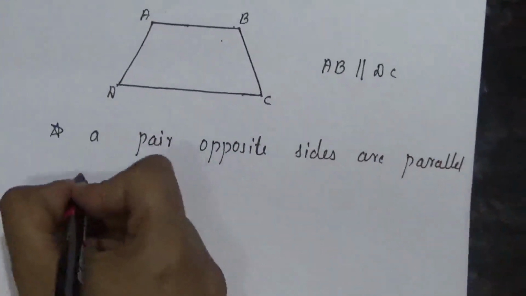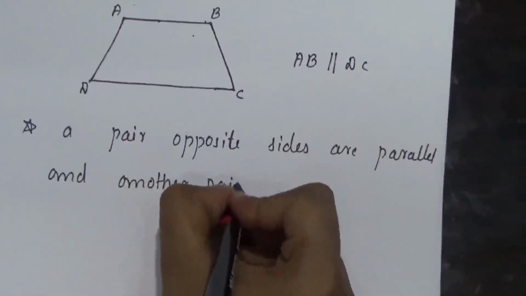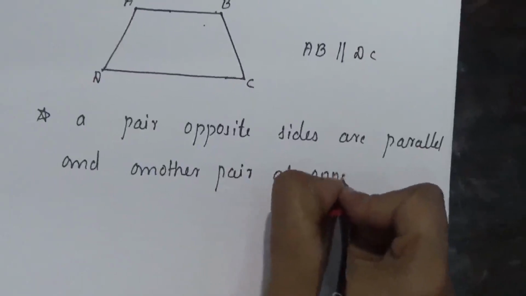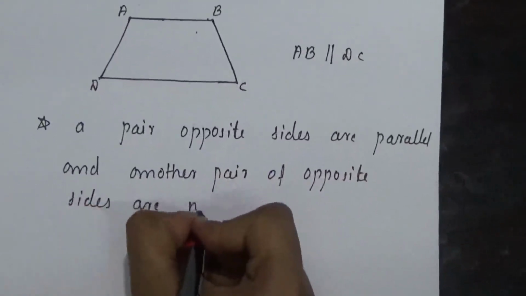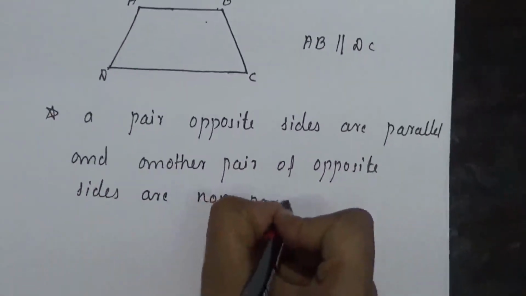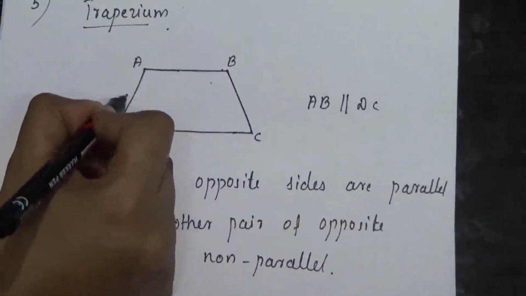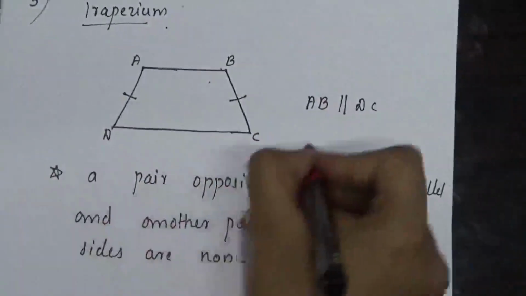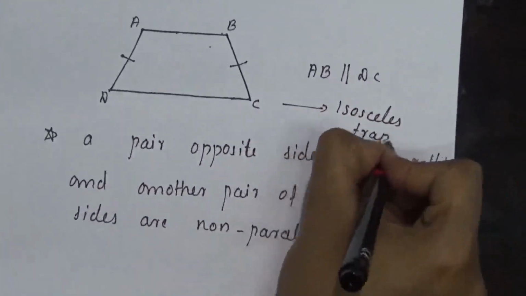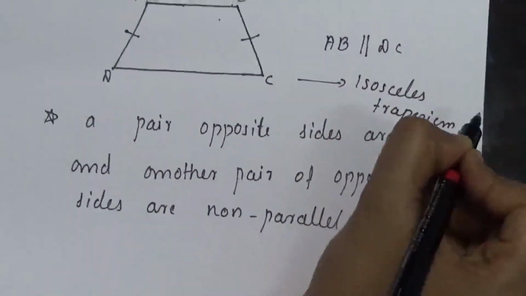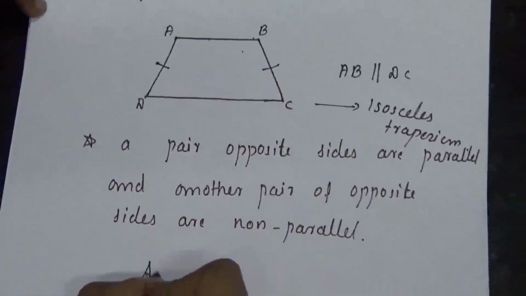Okay, so here you have to remember a pair of opposite sides are parallel and another pair of opposite sides are non-parallel. And suppose the lengths of the non-parallel sides are equal, then that trapezium is called an isosceles trapezium.